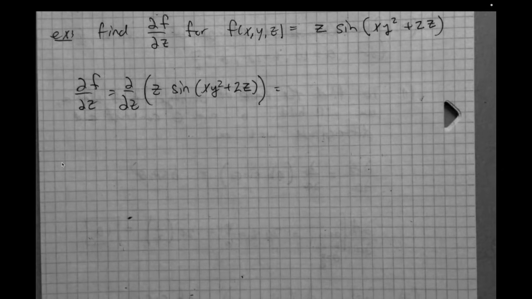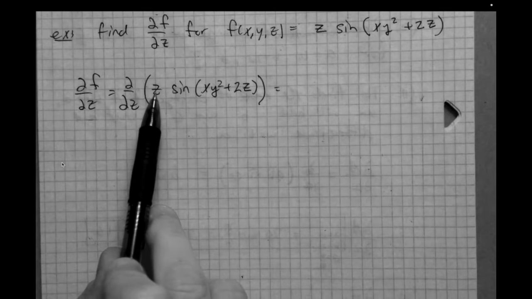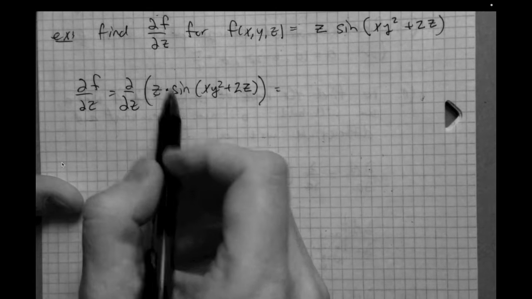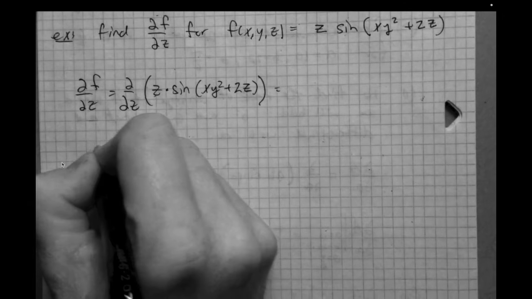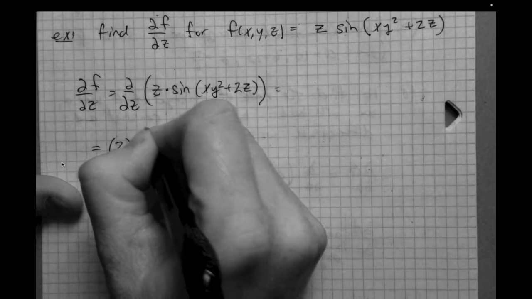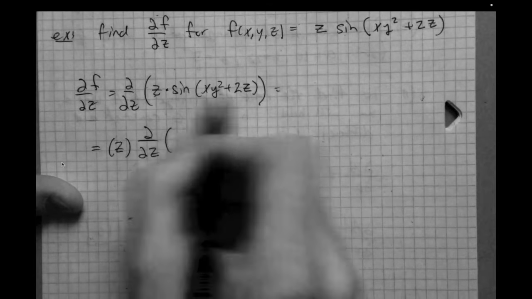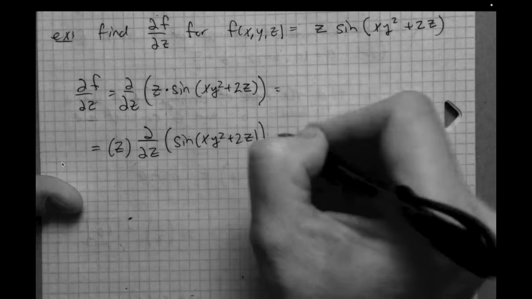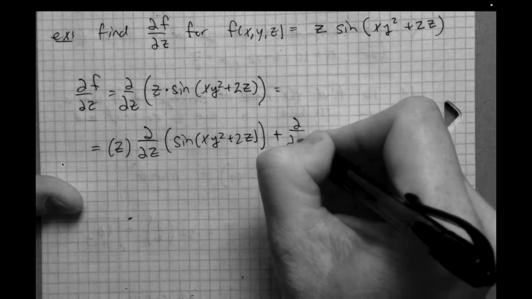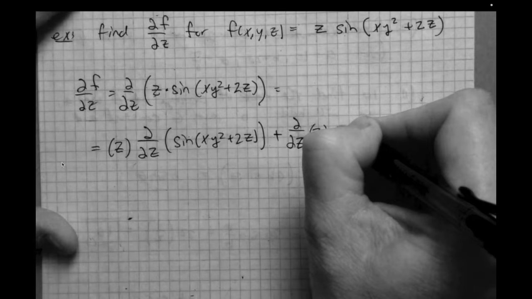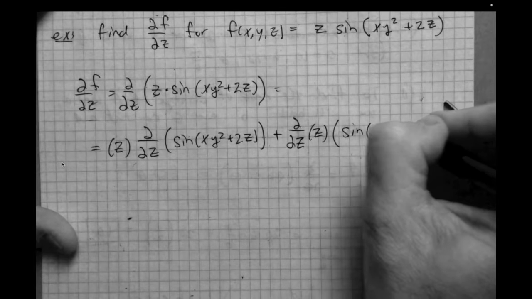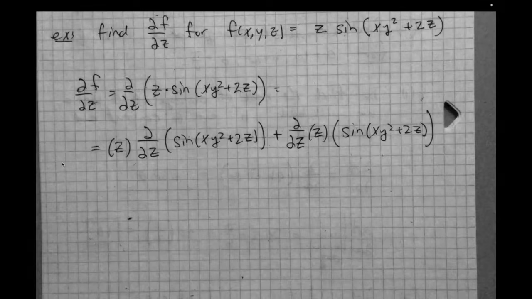Okay, now what are we going to do here? What's going to have to happen? So we've got a z here, and we've got z's over here. So this is the product rule, right? You can think of this as the product rule. And so we can do something like this. This will be z times the partial derivative with respect to z of the sine part, plus the partial derivative with respect to z of the z, times the sine part unchanged. Like so. Okay.